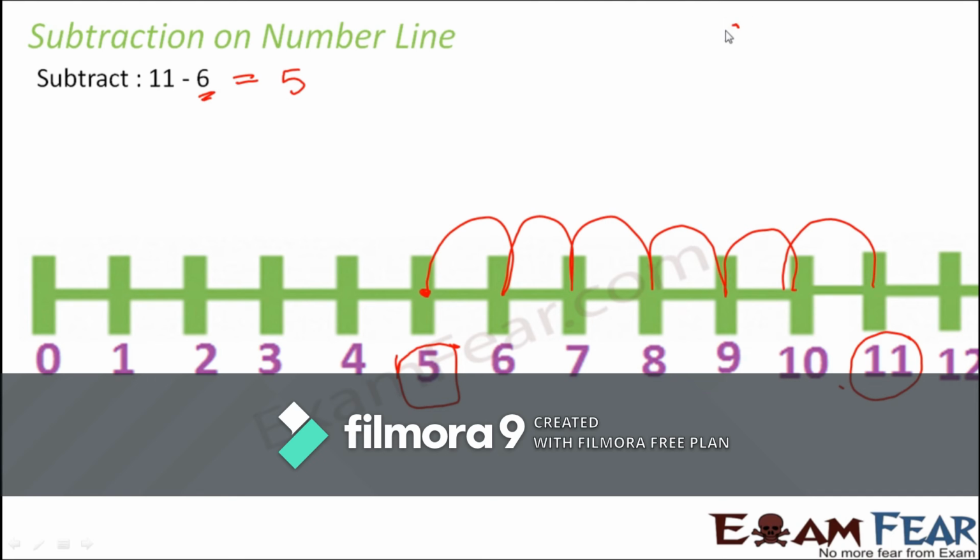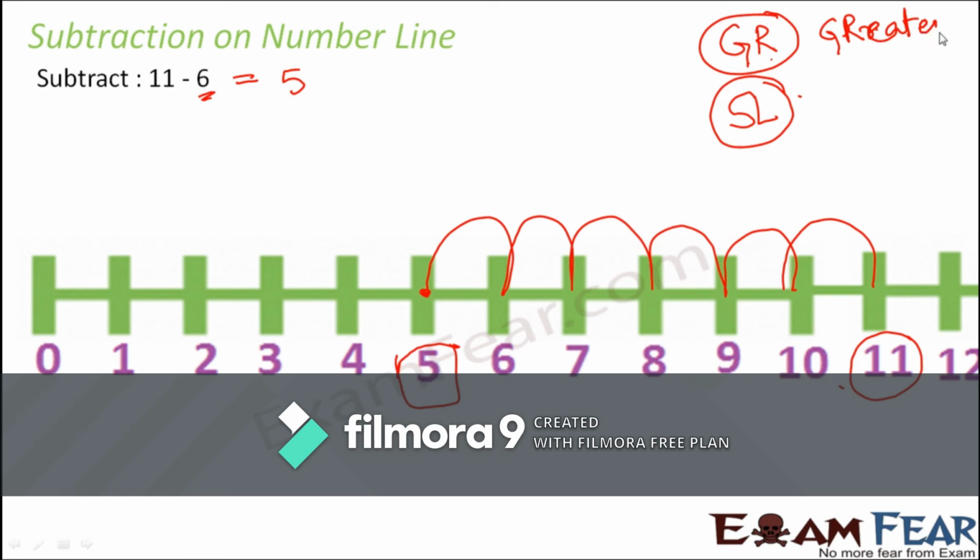Simple? Yeah. So one simple way to remember this is GR. You want a greater number, move towards the right. You want a smaller number, move towards the left. So greater and smaller, the word greater, GR-EATER. So you want a greater number, move towards the right. You want a smaller number, move towards the left.